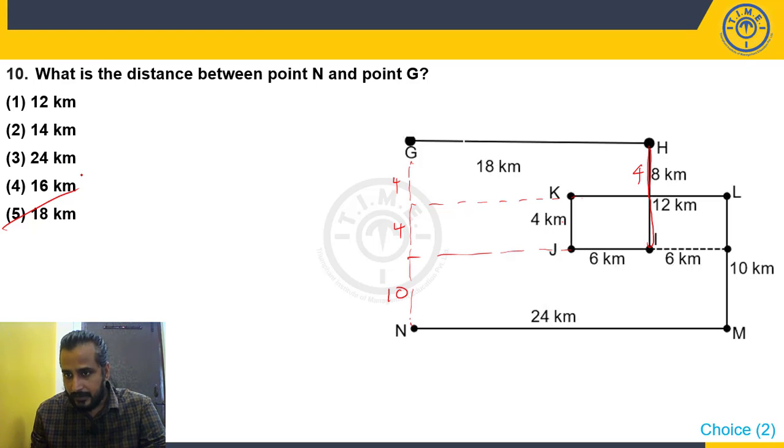I'm sorry. See, L to M is 10 kilometers, right? L to M is 10 kilometers. It is already 4, so this will be 6 only. So 6 plus 4, 10 plus 4, 14. I'm sorry, it is not 18, it is 14. Choice 2.